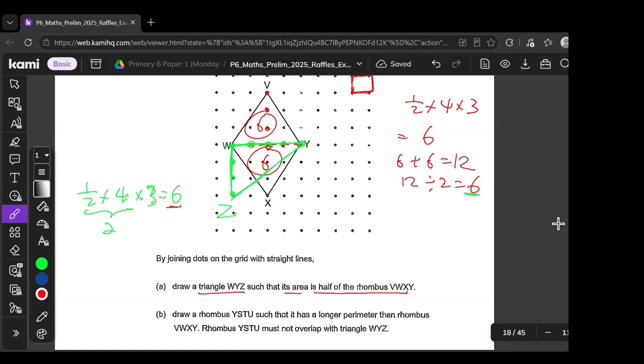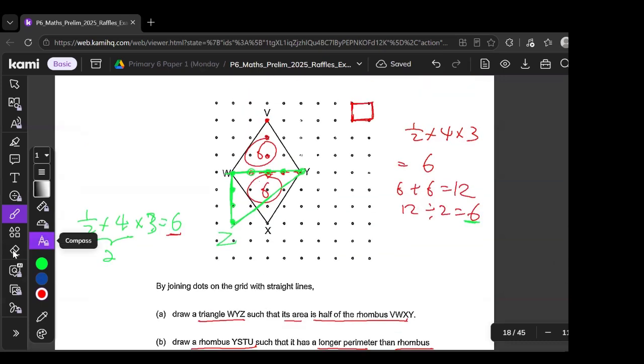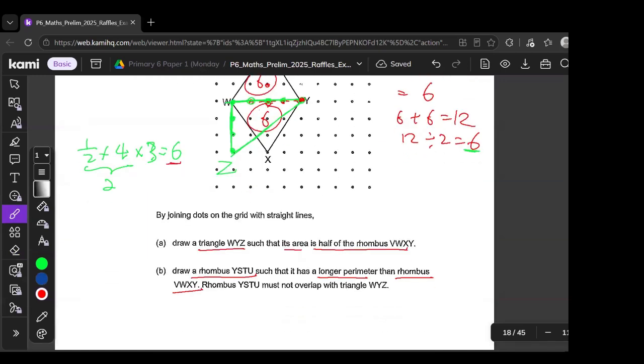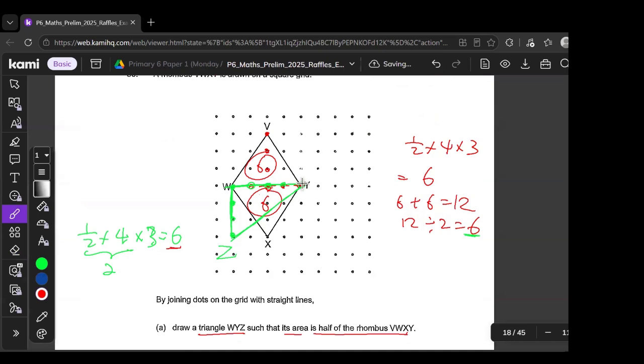You draw wrongly. Okay, draw a rhombus YSTU, so that it has a longer perimeter than the rhombus inside the picture. So how do you draw a bigger rhombus with a longer perimeter? Very simple. You just stretch your Y, right? Your Y. The rhombus has a letter Y there. So just stretch it.